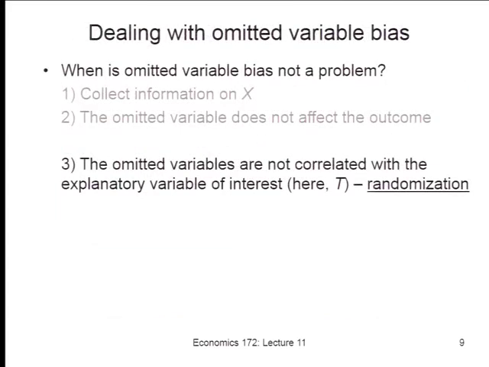So when would omitted variable bias not be an issue for us here? Well, we already know cases 1 and 2 we talked about above. If we could collect data on the omitted variables, that's point 1, we'd be fine. Point 2 is if there were no omitted variables, we'd be okay. That's not usually the problem we have. The third solution is using randomization, like we talked about before.